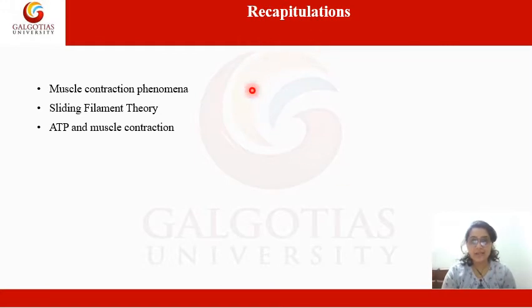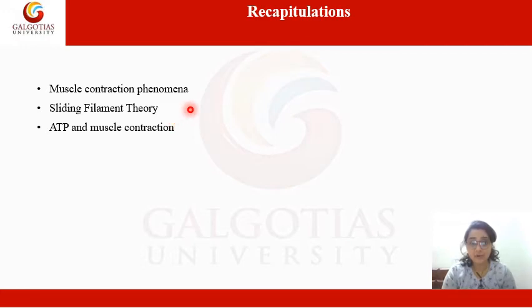Recapitulation. Now, recapping what we studied last time: we discussed the muscle contraction phenomena, in which we covered the thick and thin filaments, the sarcomere, and the various zones of a muscle and a sarcomere. We also discussed the sliding filament theory, which states how actin and myosin, the thin and thick filaments, slide and glide over one another, causing muscle contraction and relaxation.